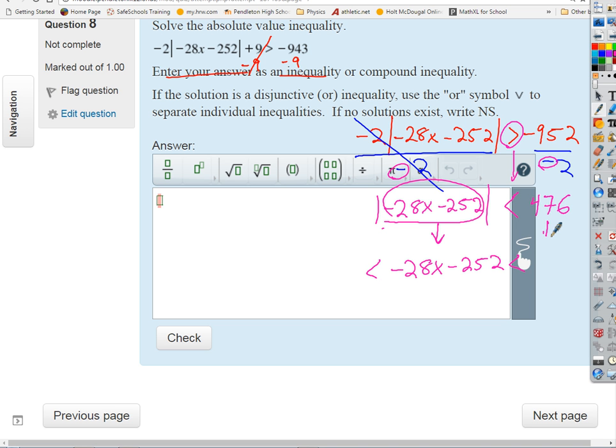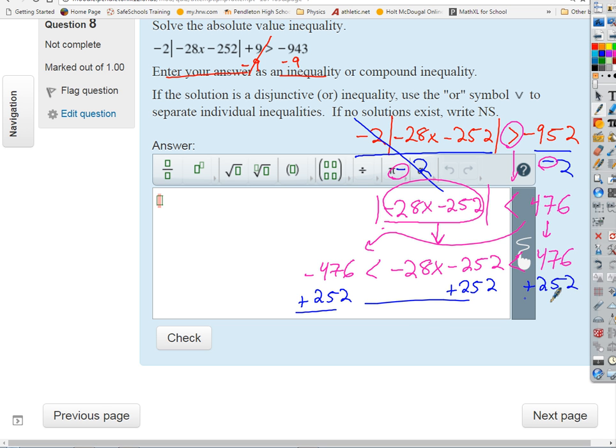On the right side, the upper limit is going to be positive 476, and on the left side, the lower limit is negative 476, and now we just have to get the x by itself. So to do that, we're going to first add 252 to both sides. And that's going to give us negative 28x in the middle.